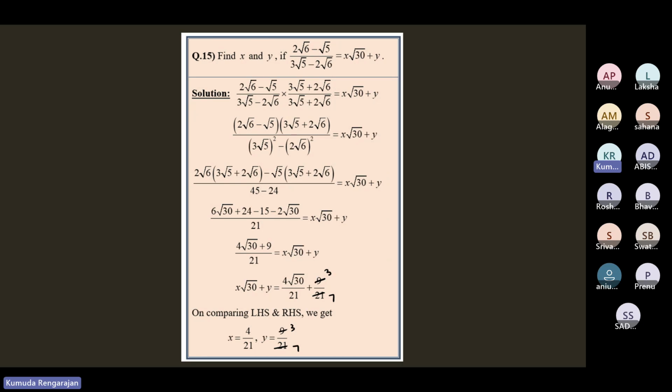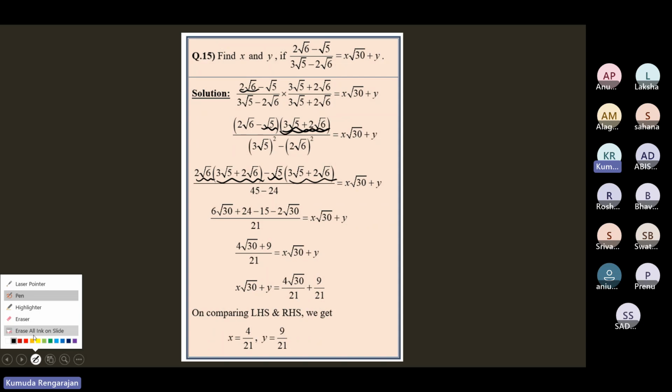So here also the multiplication is different. You have to be careful. So after using the rationalizing factor, 3 root 5 plus 2 root 6, multiply the numerator and denominator by 3 root 5 plus 2 root 6.